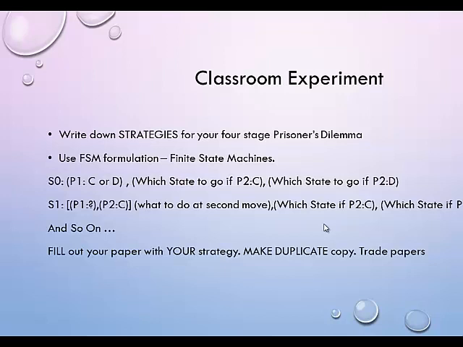No, sir. Do we have to use another paper? Make 2 copies. There should be, yes, 2 copies. 2 different papers, yes. Put your name down on both copies, but they should be identical. You're not playing 2 different games, it's the same game. Same strategy on both papers.